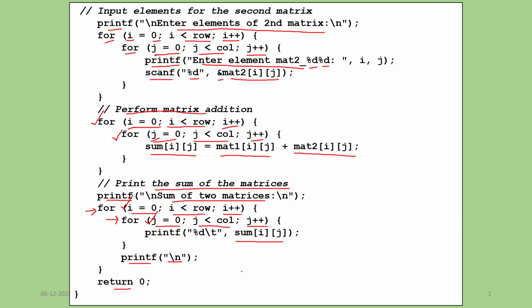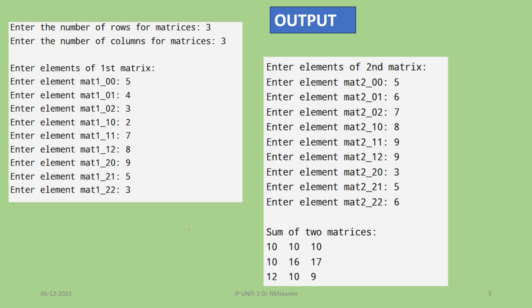So if you compile this without any errors and if you run this program, you can get the output like this. Here on the console of Turbo, you can see enter the number of rows for matrices. Here I took only 3 rows. And again enter the number of columns for matrices. I entered 3 here. If you want to change this number of rows, you can also change it, even for columns. So enter elements of the first matrix.